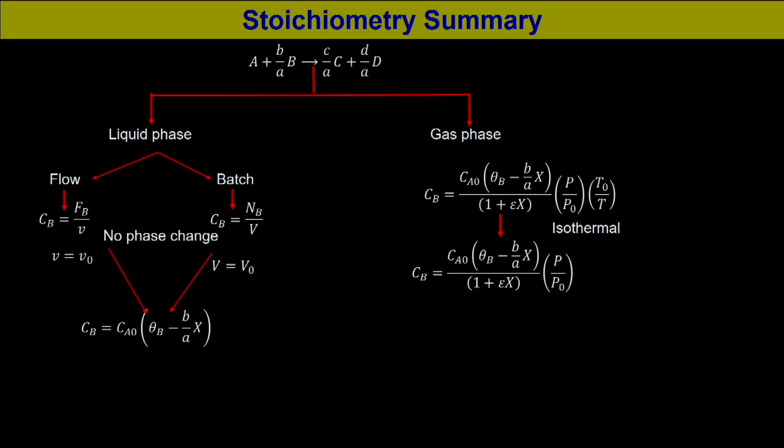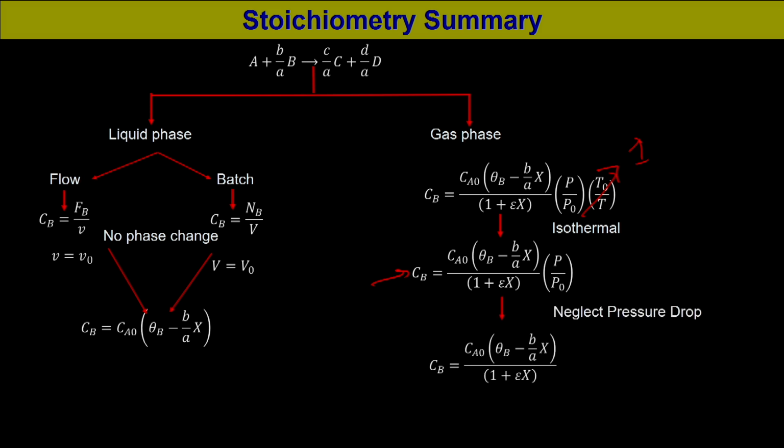If it is isothermal, then this ratio will be 1, so we will get Cb like this. If it is an isobaric system, that is, neglecting pressure drop, this ratio would be 1. So, finally, we will get Cb would be Ca naught into theta b minus b by a into x divided by 1 plus epsilon x.